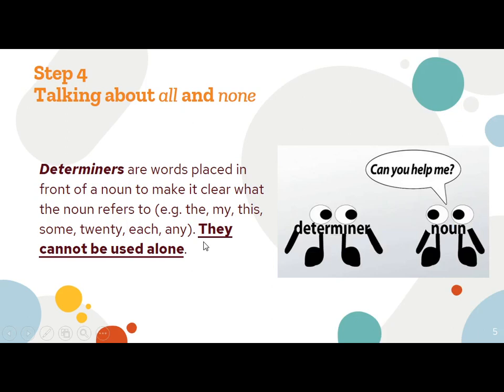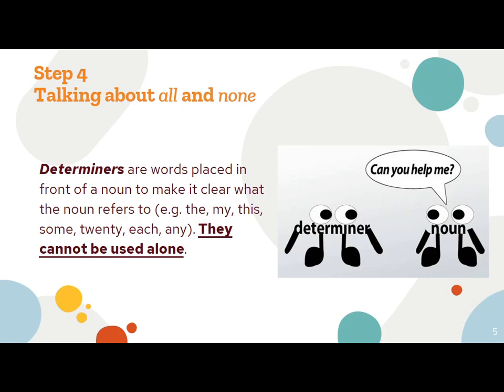Okay, so determiners. What are determiners? Determiners are words placed in front of a noun to make it clear what the noun refers to. We can have a lot of determiners, guys, and determiners are going to be accompanied all the time by a noun. So it will be like having two different people who are girlfriend and boyfriend. If you take a look at them, they're going to be together all the time.